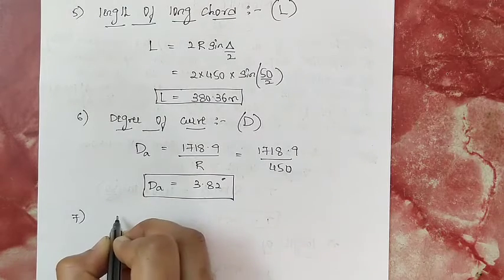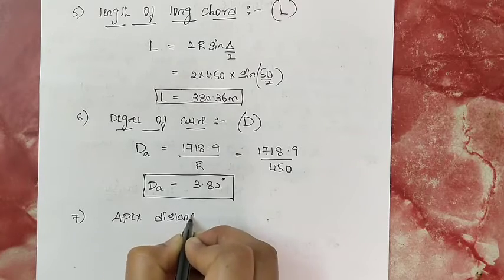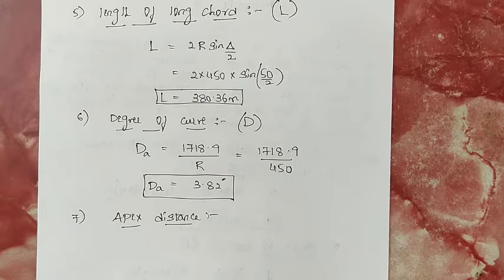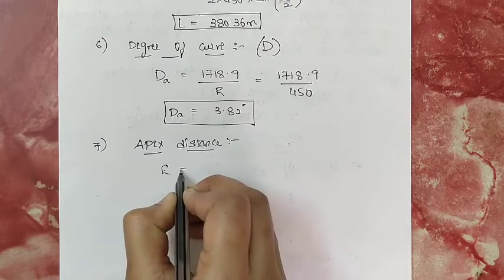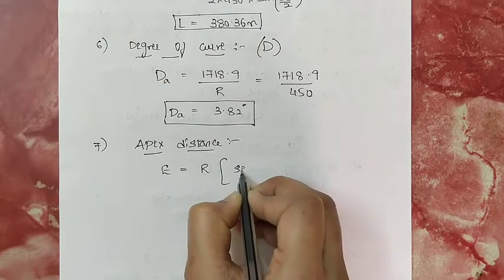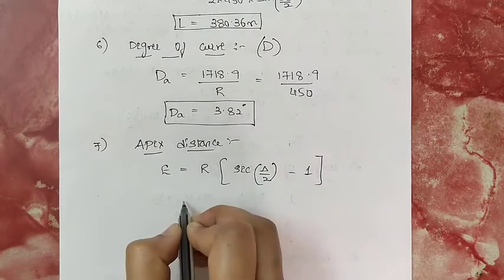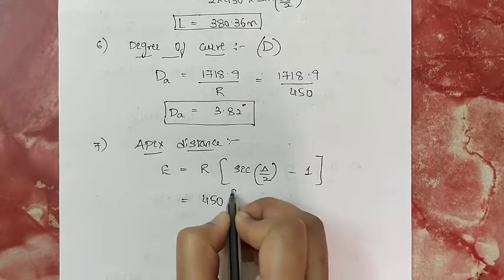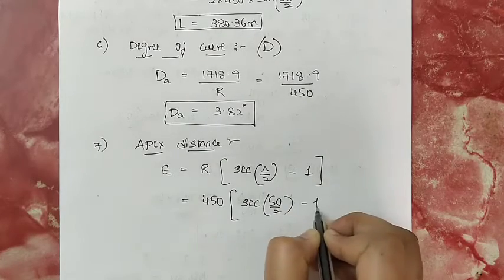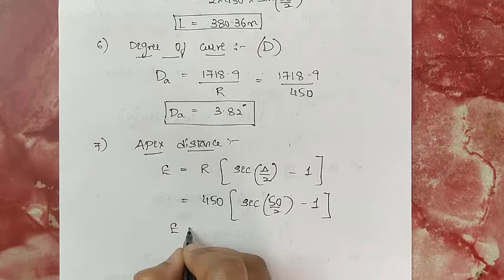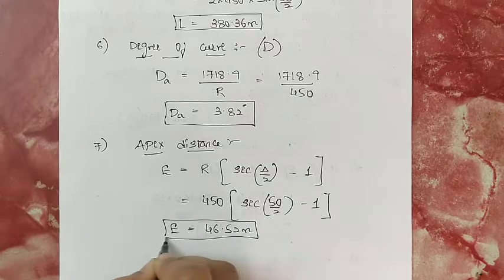Next one is apex distance, next element of a simple circular curve. Apex distance is denoted by capital E. It is given by R into secant of delta divided by 2 minus 1. Substitute the value, R value 450 into secant of delta value 50 divided by 2 minus 1. And calculate the apex distance E value as 46.52. That is your apex distance.